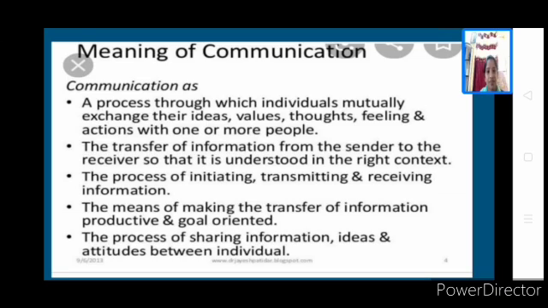Is it clear? Then, the purpose of sharing information, ideas and attitudes between individuals. What is this communication in the sense? It is a process, in general, of sharing information, ideas and even attitudes between people. So this is the overall meaning of communication. I hope you got something clear.